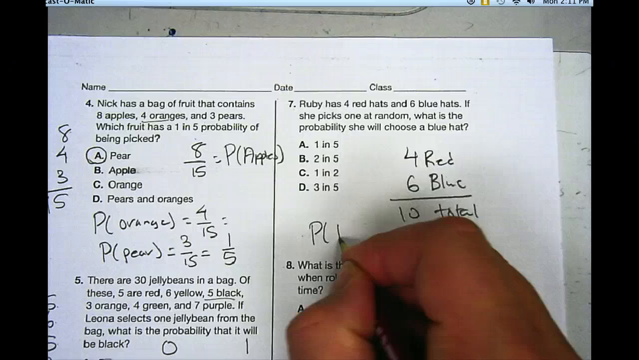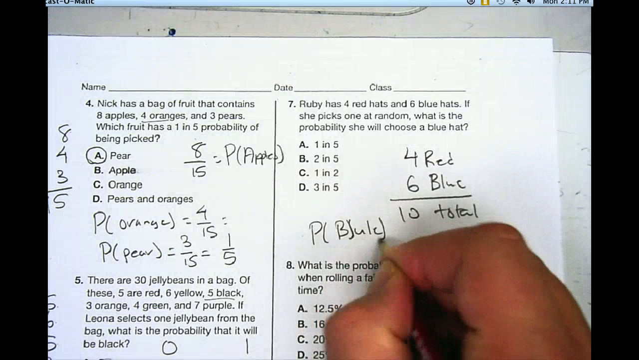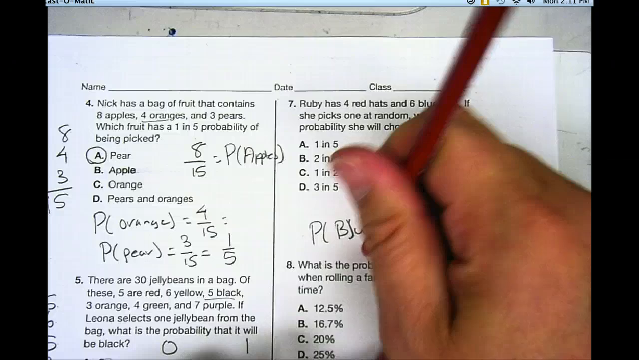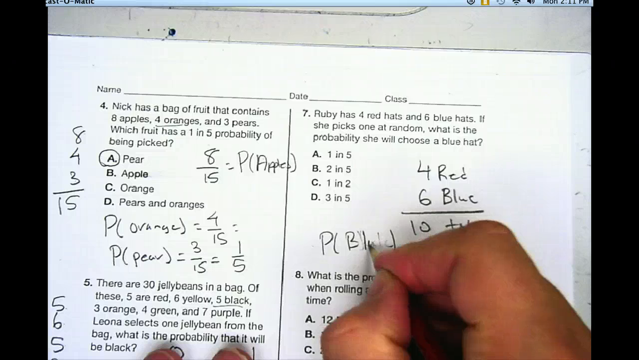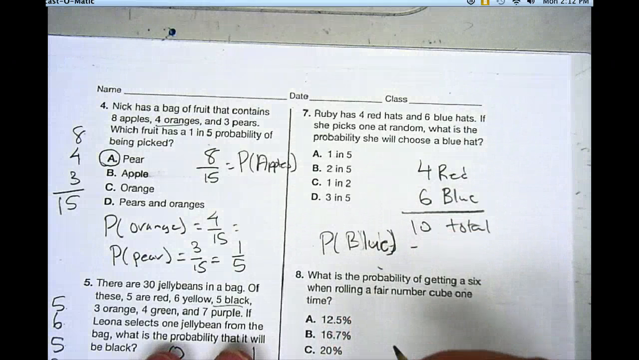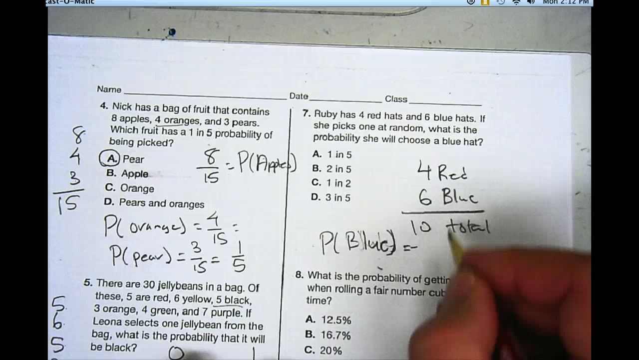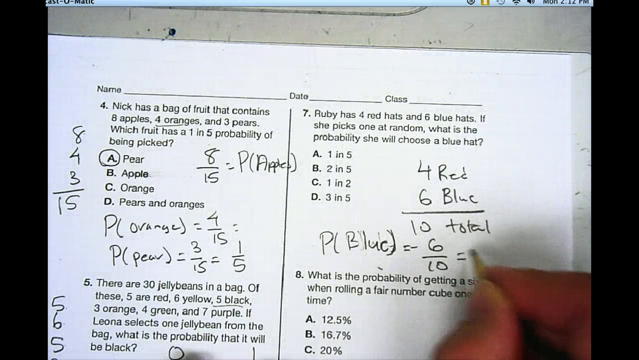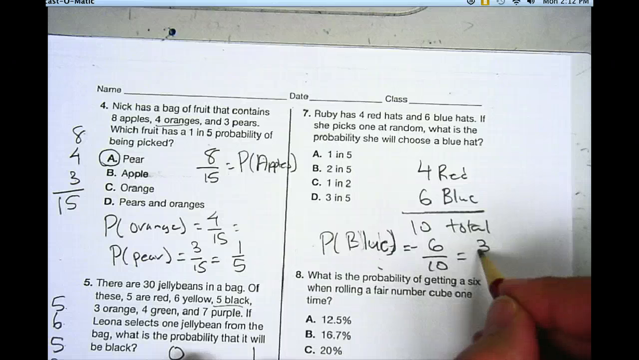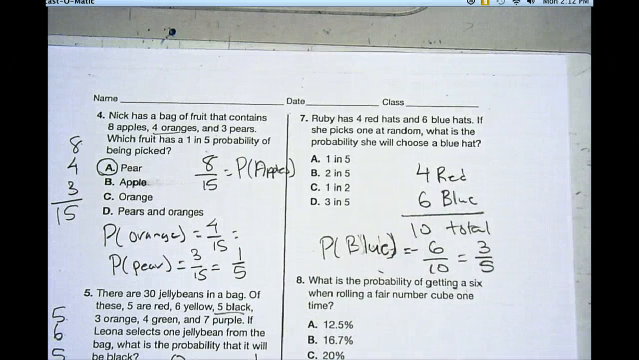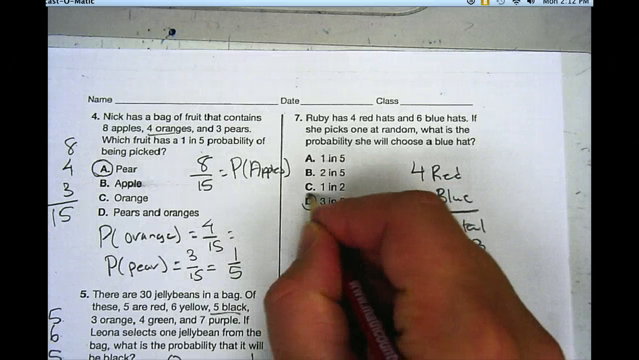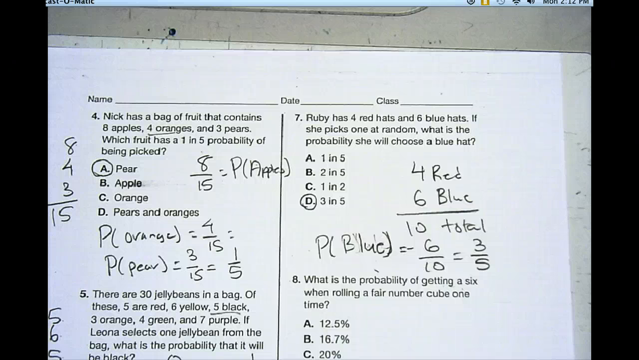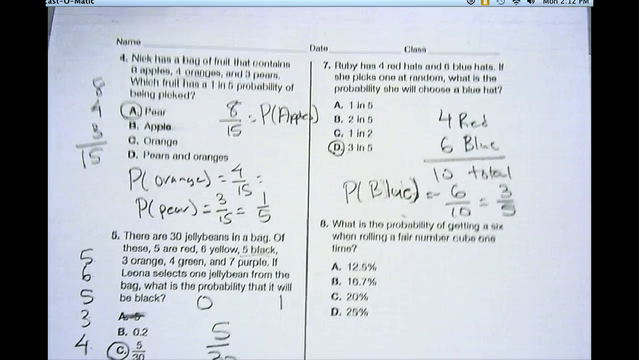So the probability of blue. I spelled blue incorrectly there. I don't know what I was spelling there. Kind of lost that a little bit. So blue, probability of blue is going to be 6 out of 10 total. And I can divide them both by 2, and I get 3 out of 5, which is the same as 3 in 5. 3 in 5 and 3 out of 5 mean the exact same thing. So that answer is going to be 3 in 5.